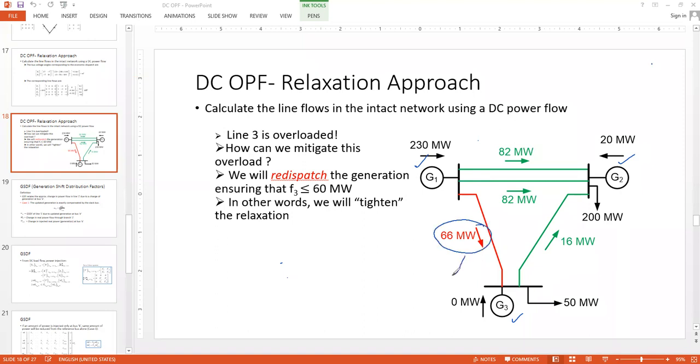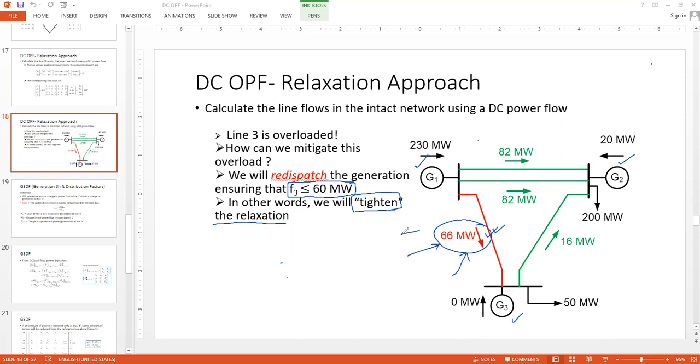To correct this line flow limit violation, we will tighten up some of the relaxation, specifically because one of the limits is violated. We will only tighten up the corresponding limit and fix it to the maximum allowed value, that is 60 megawatt. In the next lecture, we will see how we are actually going to achieve this, how we are going to set it to 60.